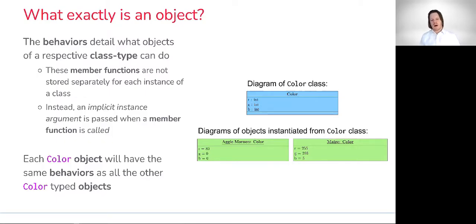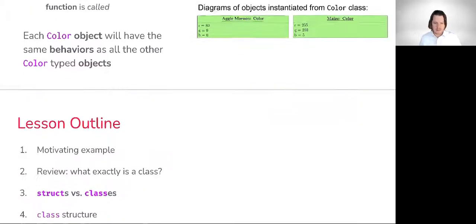Each color object will have the same behaviors as all the other color-typed objects. So it's not like the maize color will be able to do anything different than the Aggie maroon color. They will all have the same behaviors, but where we get to see the power of this is when we understand that the underlying state is going to dictate the outcome of the application of those behaviors to a respective object.